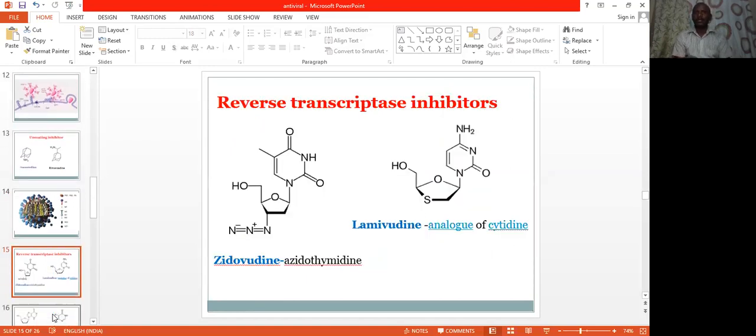Then the first one is the reverse transcriptase inhibitors. These are the examples you have: zidovudine, lamivudine. You can write it down, and once you have written it down, you can raise your hand. Till that time I'll wait, then I'll explain further regarding the reverse transcriptase inhibitors.